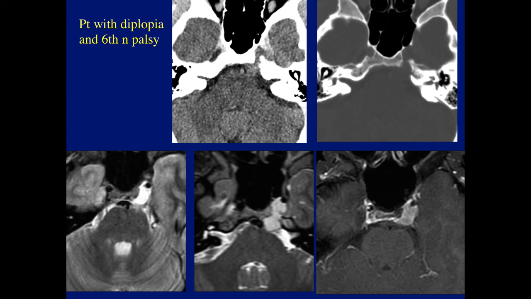This was a case that was followed for several years without any change. Patient had diplopia and a sixth nerve palsy. We don't have the definitive diagnosis, but we have an idea. Any diagnosis here? Cystic schwannoma, possibly. Something else?